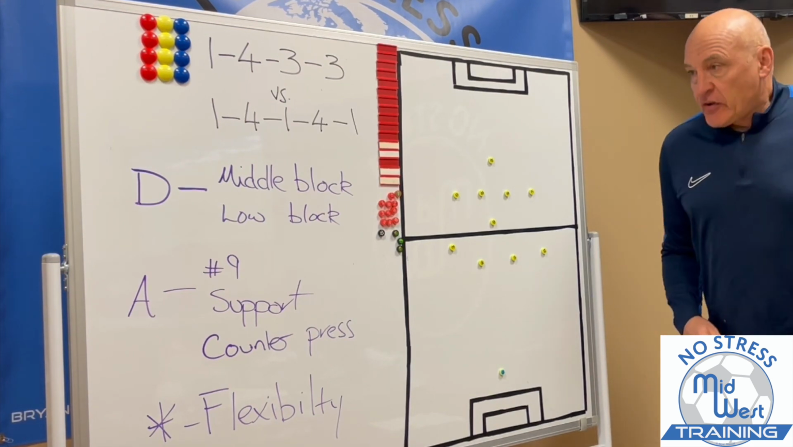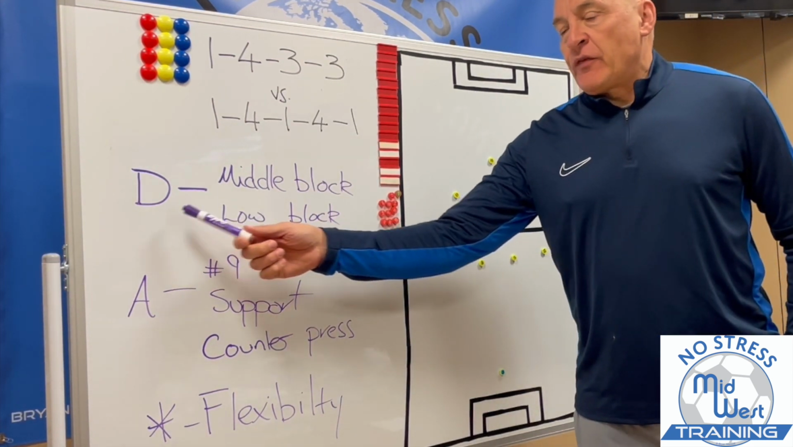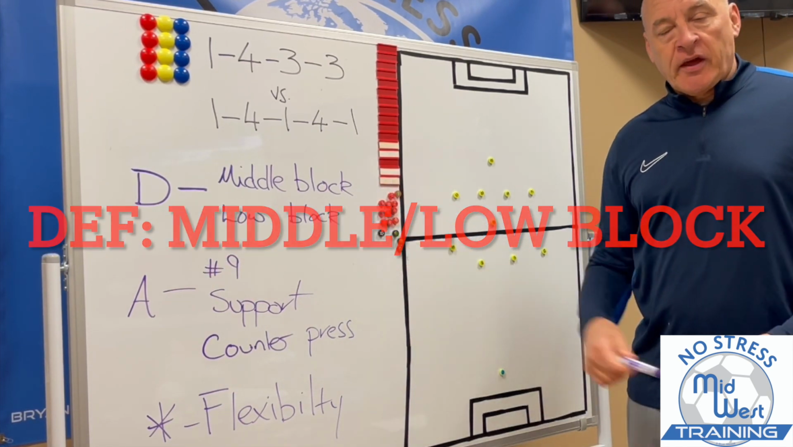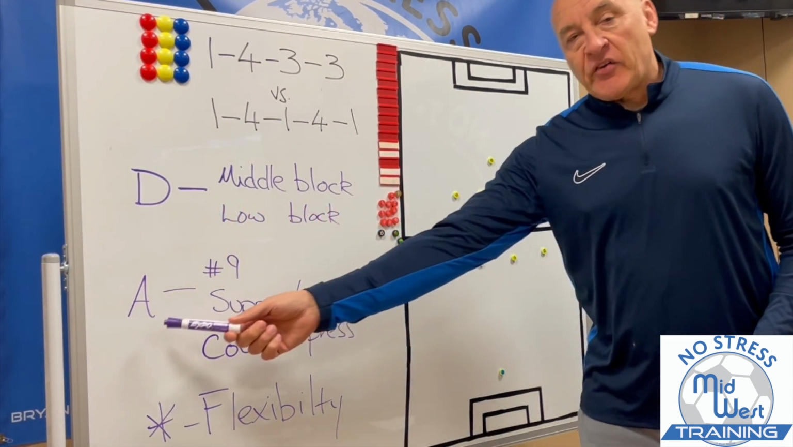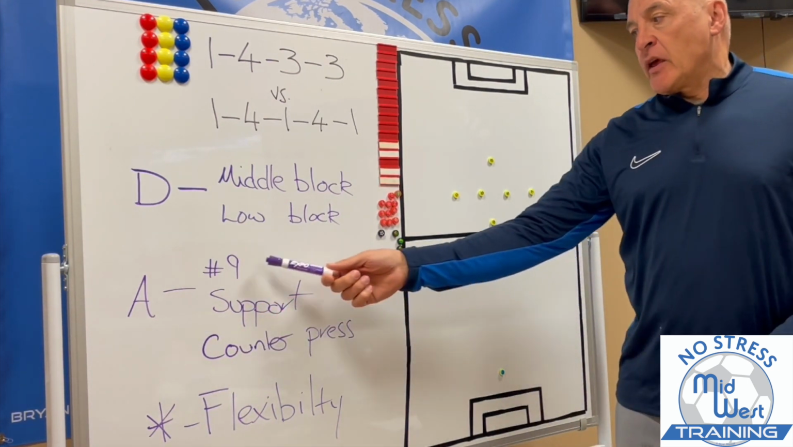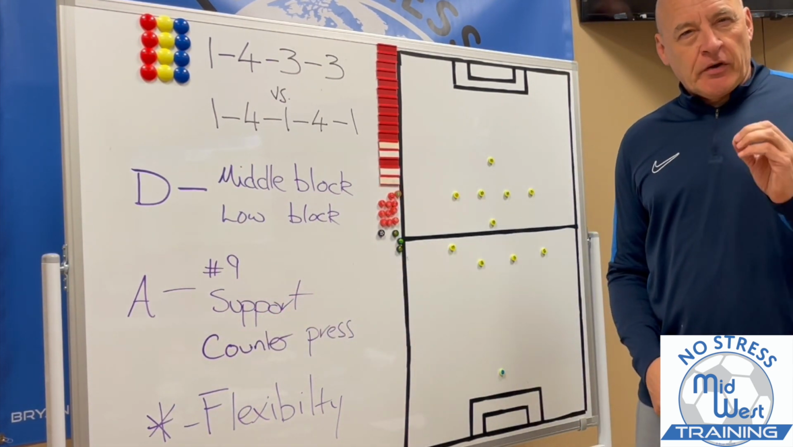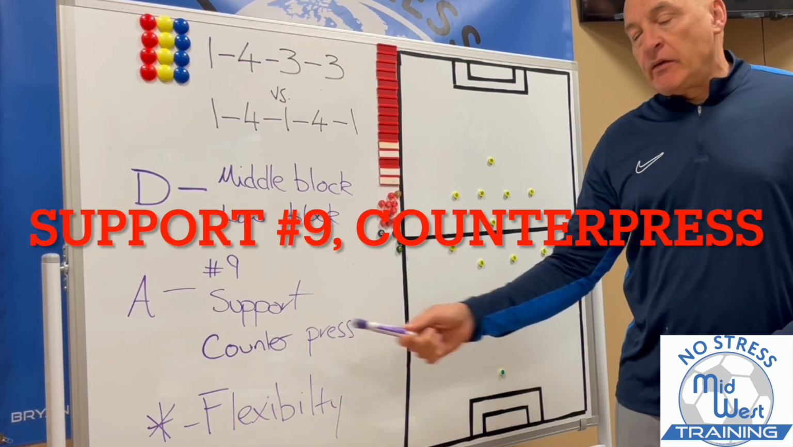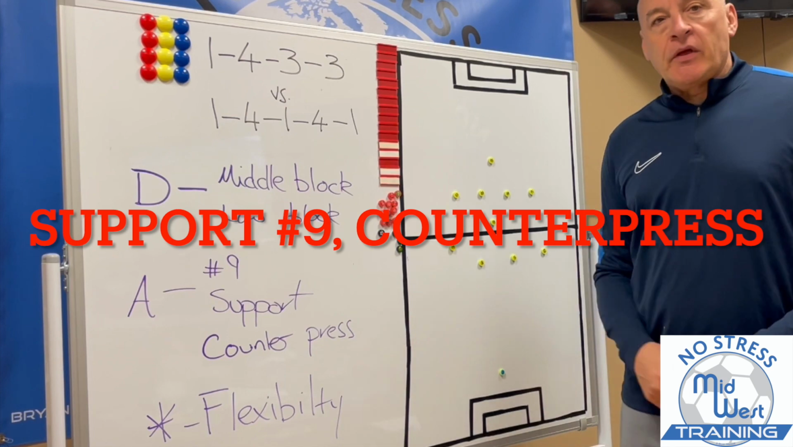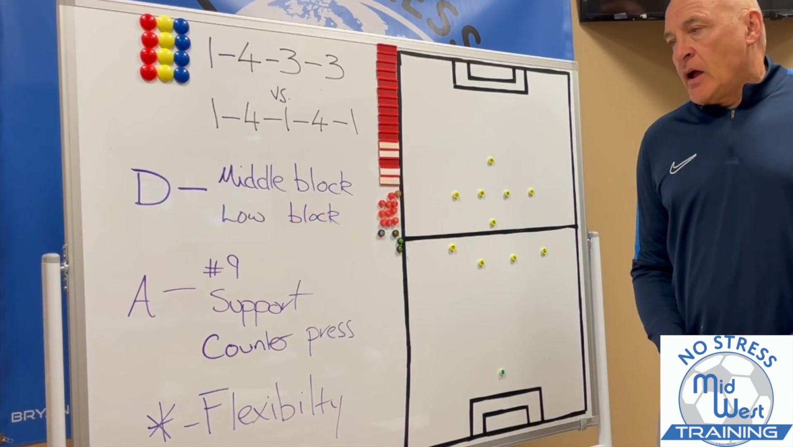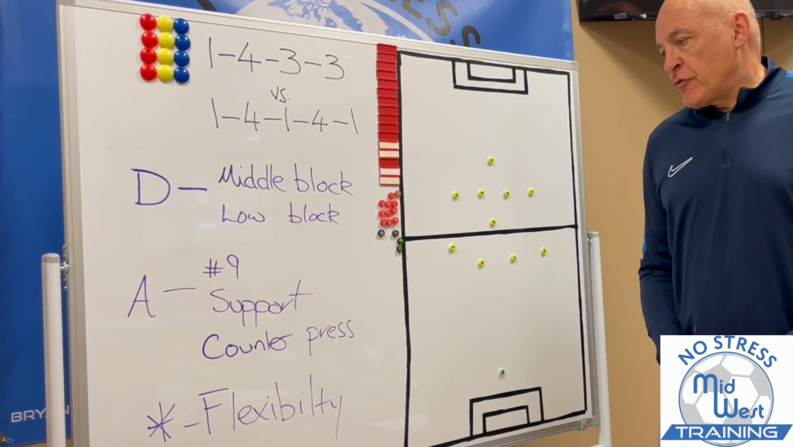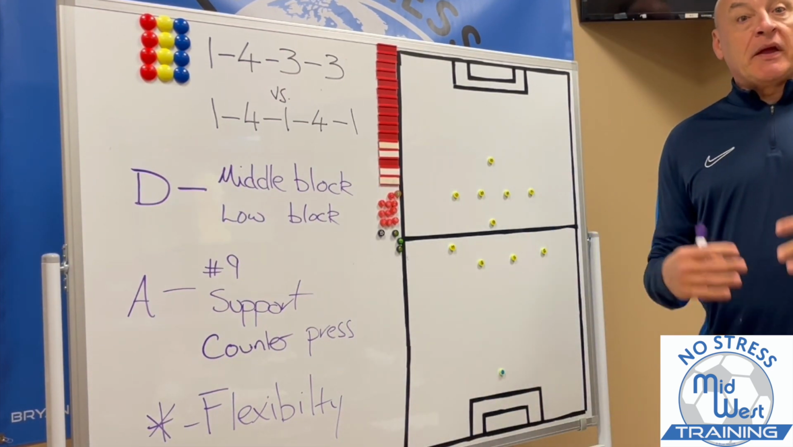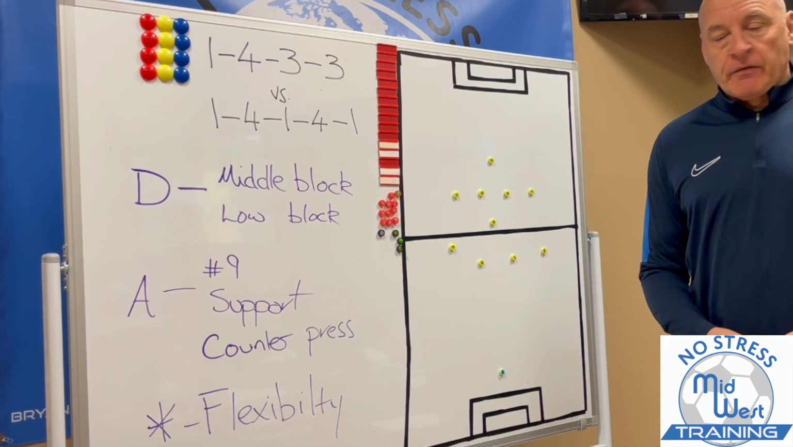A couple of things to consider. When I talk about the defending side briefly, I'm concerned with where my middle block and my low block is. When I get onto my attacking side of things, I'm thinking about my number 9 being a very important player, the support the number 9 receives, and the ability to counter press. Finally, I want to address briefly the flexibility of this formation if you want to make the game perhaps a little bit more positive.